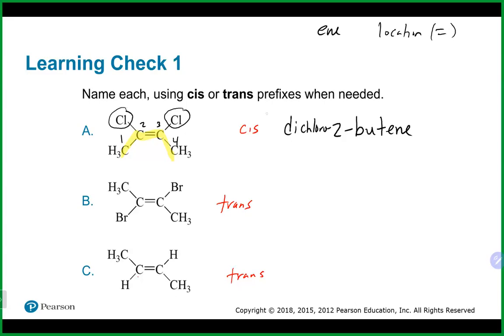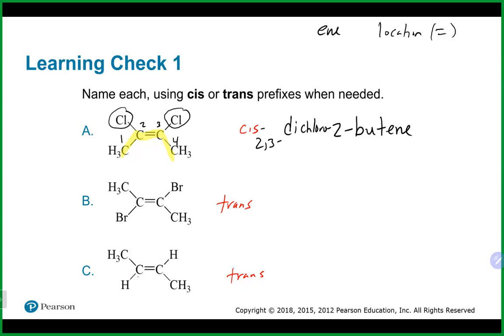And the numbering here would be, as I run out of room, I'll go underneath it, 2,3 dash dichloro 2-butene would be the name here. Any questions on that one?